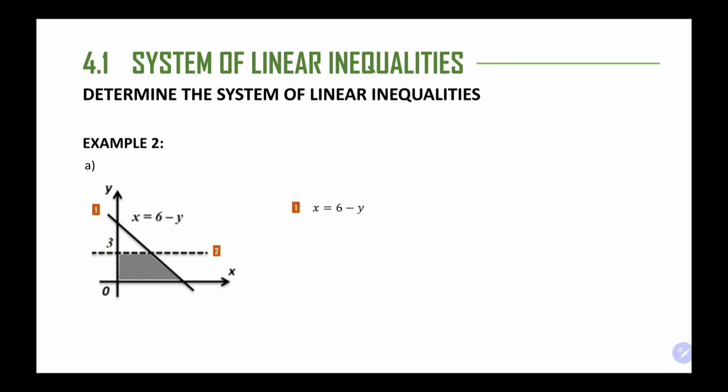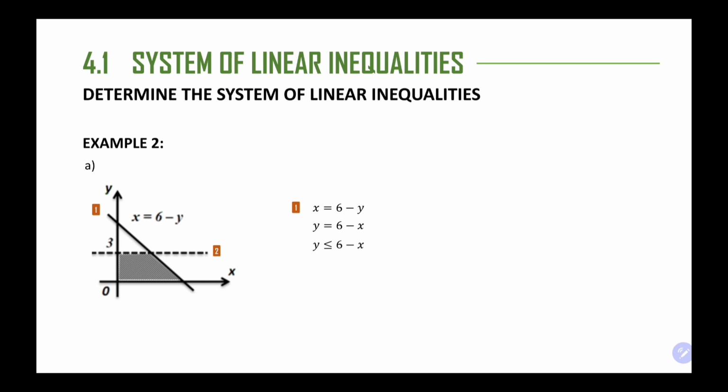Okay, to find the system of linear inequalities, we need to arrange y on the left side. So we get y equals to 6 minus x. Then we determine the region. We can see here, from line y equals to 6 minus x, the region is below the line. So we put y less than, and we use solid line here. So we put y less than or equal to 6 minus x.